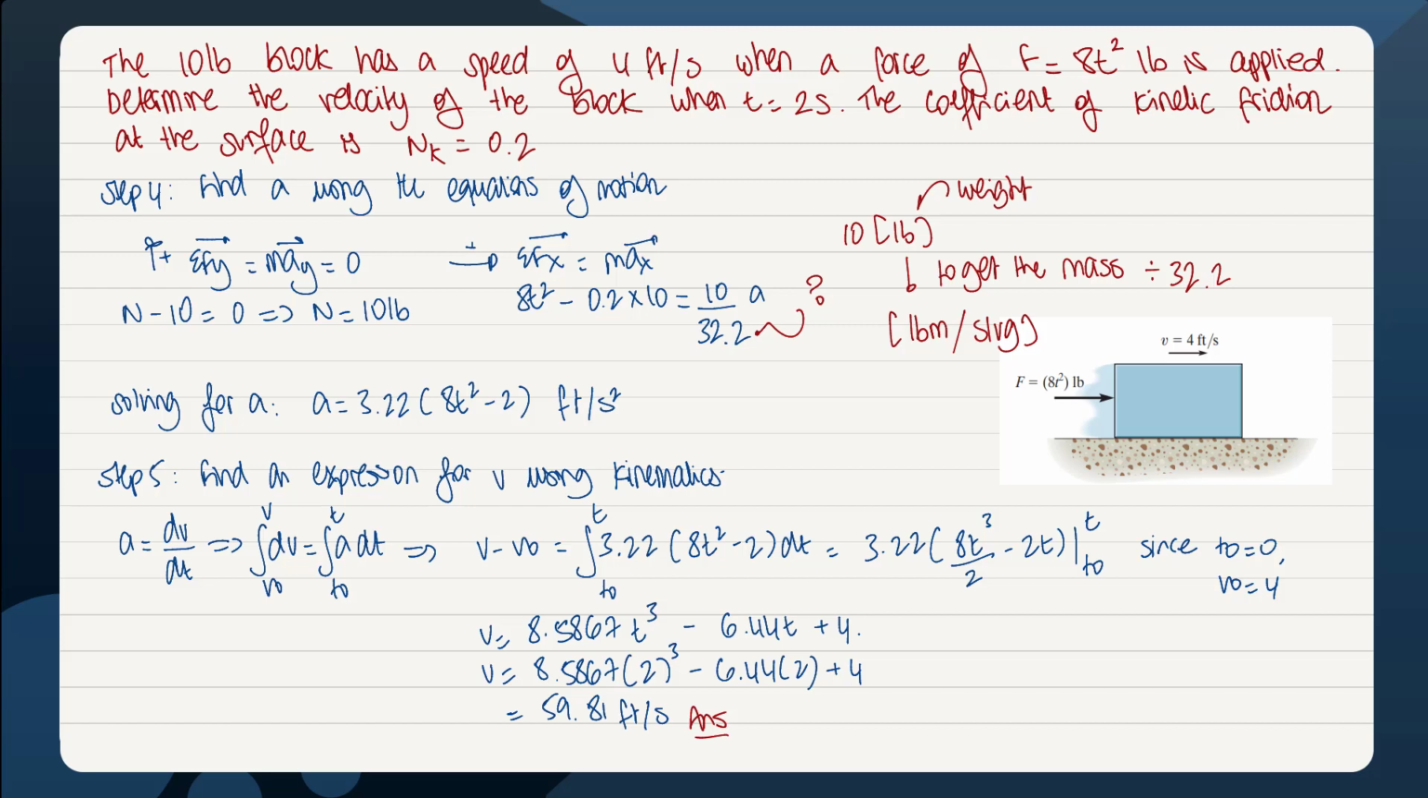This problem is no different than the other problems we've solved. The only interesting part here is the fact that the force is variable. And since the force depends on time, we can integrate the expression of a, which also depends on time, to get an expression of v.